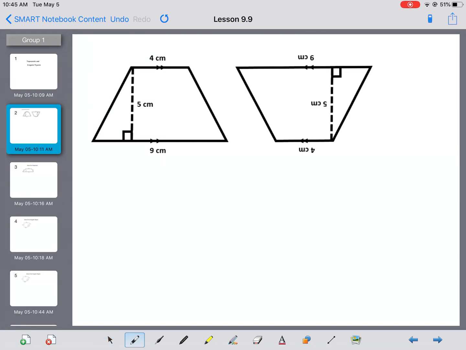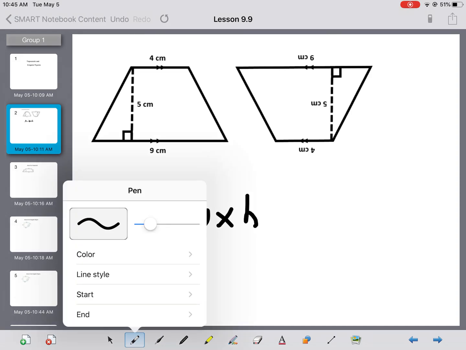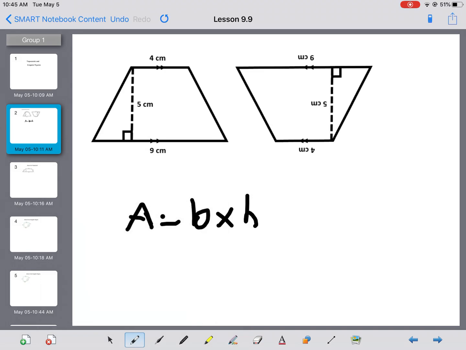So you'll remember that when we want to find the area of a rectangle or a parallelogram, we do area equals base times height. I'll make my pen a little bit smaller. Now, we don't have a formula for finding the area of a trapezoid, but what I want to do is show you what that formula is and why it works. So you're going to notice over here that I have an upside down trapezoid that is an exact replica of my original trapezoid over here.